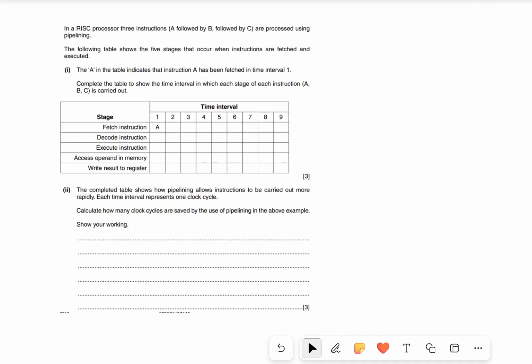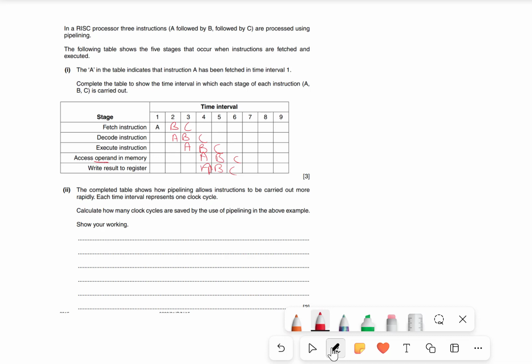Pause the video, give this question a go. Okay, another easy pipelining question with a twist at the end. So we've got A, B, C, then A, B, C, then A, B, C, then A, B, C, and then A, B, C. You'll notice though, the stages on this one are more than the last one. So we're doing fetch, decode, execute, accessing an operand in memory, like for calculation, and then writing the result to a register. So it's got more steps.